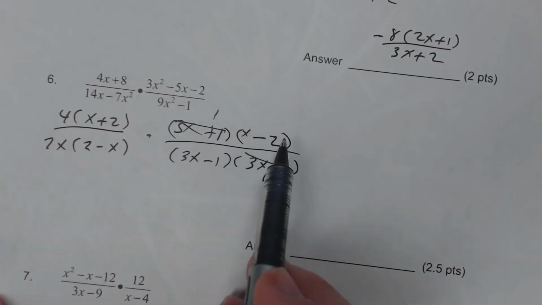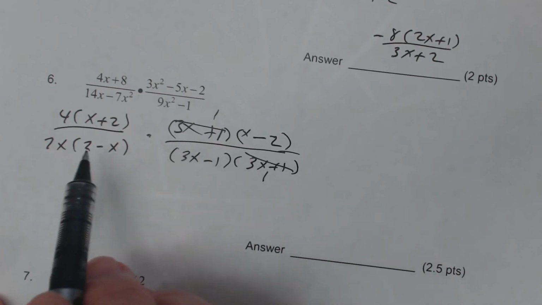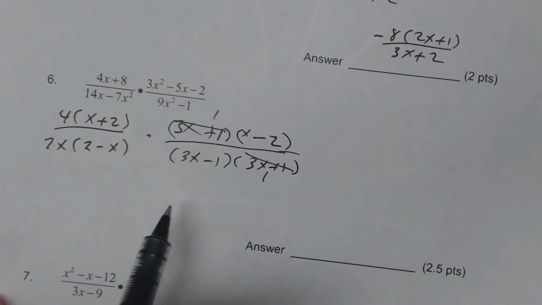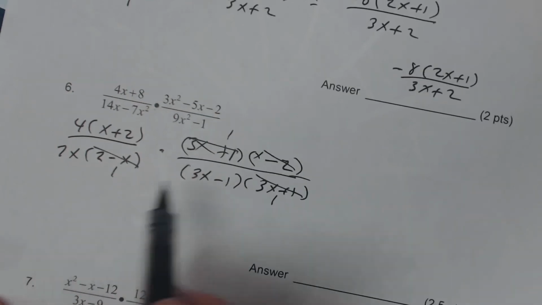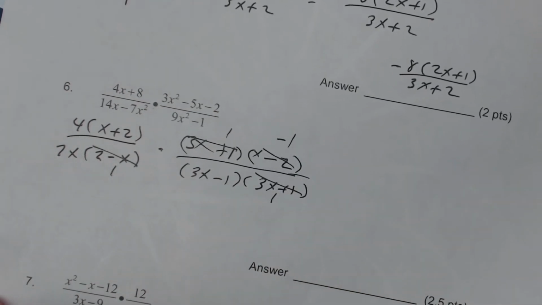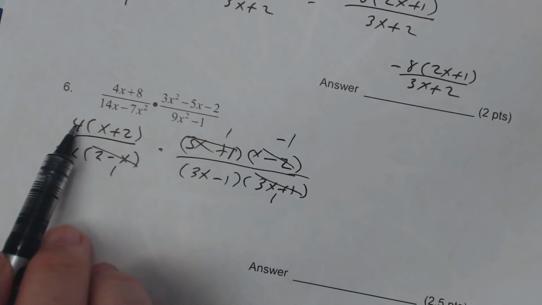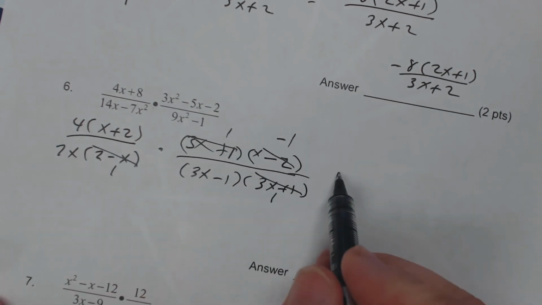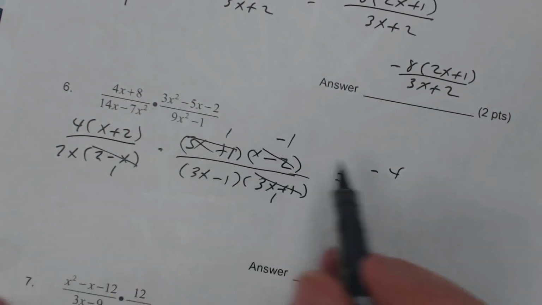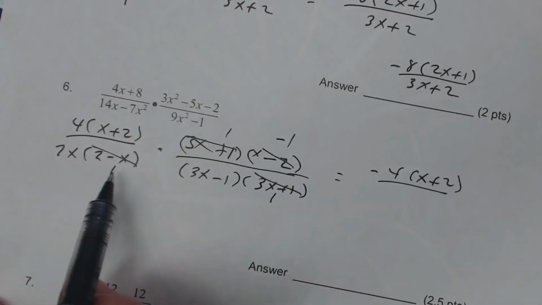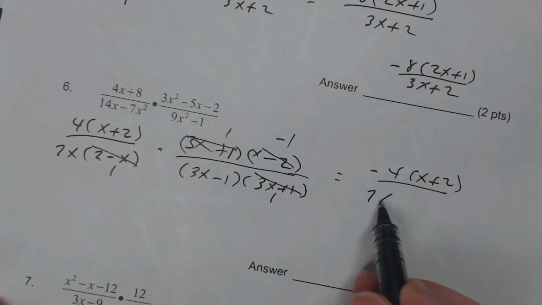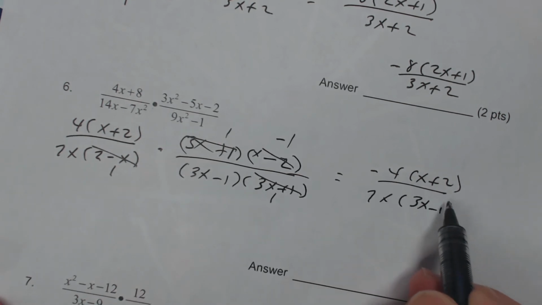My next factor is an x minus 2. I don't see one exactly like it down here, but I do see its opposite. So that means when you cross them out like this, 1's going to be a positive 1. The other one's going to be a negative 1. And so now I get 4 times 1 times negative 1 is a negative 4 times this factor, x plus 2, divided by 7x times 3x minus 1.